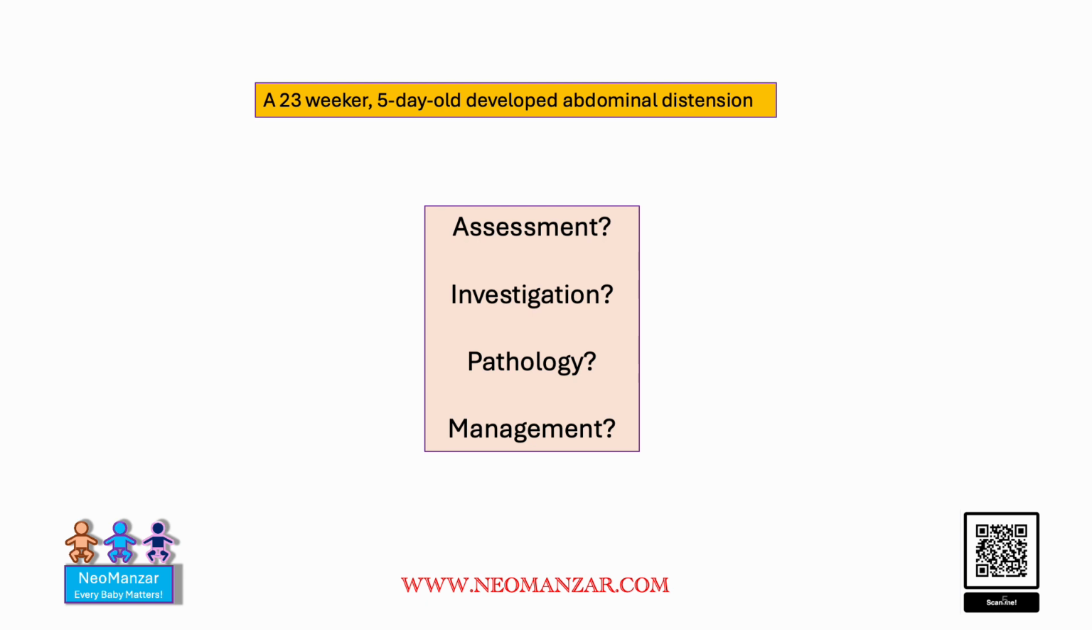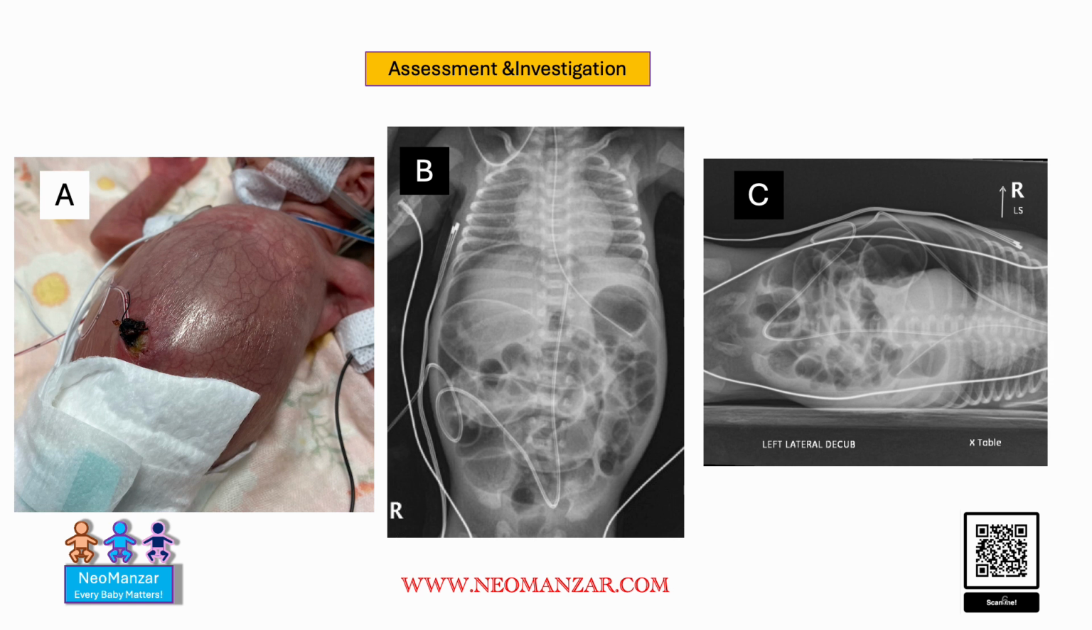So the first case is a 23-weeker, 5-day-old who developed abdominal distension. Four things we have to do: assessment, investigation, pathology, and management. So what do you think, what assessment will you do? Think about what investigation, what is the pathology of this condition, and what you would do. I'm not going to tell everything about that condition, just going through some x-rays. So anyway, assessment and investigations are done.